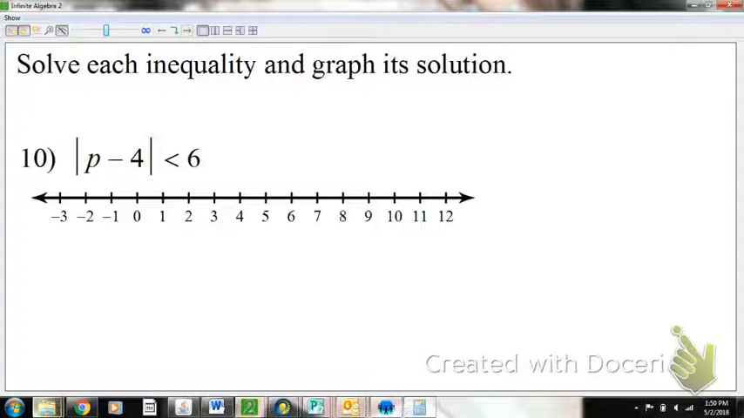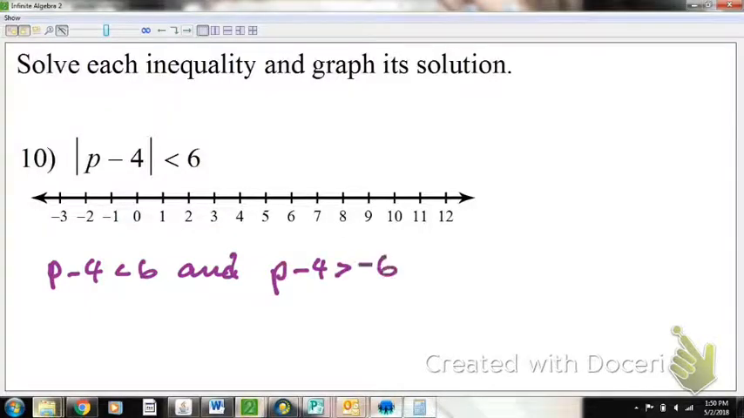Now, keep in mind that solving absolute value inequalities are always going to split into two. Less than is and, greater is or. So this less than symbol right here tells us that this is going to be an and problem. The two inequalities generated by this are p minus 4 is less than 6, and the second inequality, p minus 4 is greater than negative 6.